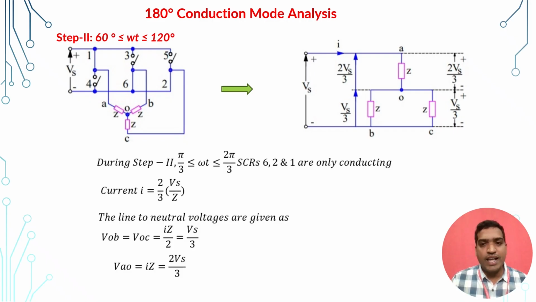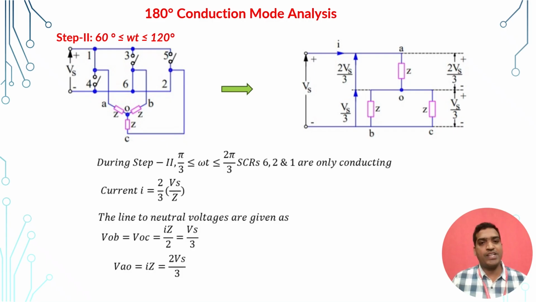Here again the current I is flowing through the A0. If I want to calculate the voltage, what we need to do? You need to multiply this current with this impedance, that is I into Z. If you multiply this, you can get 2Vs by 3 as the Va0 voltage.